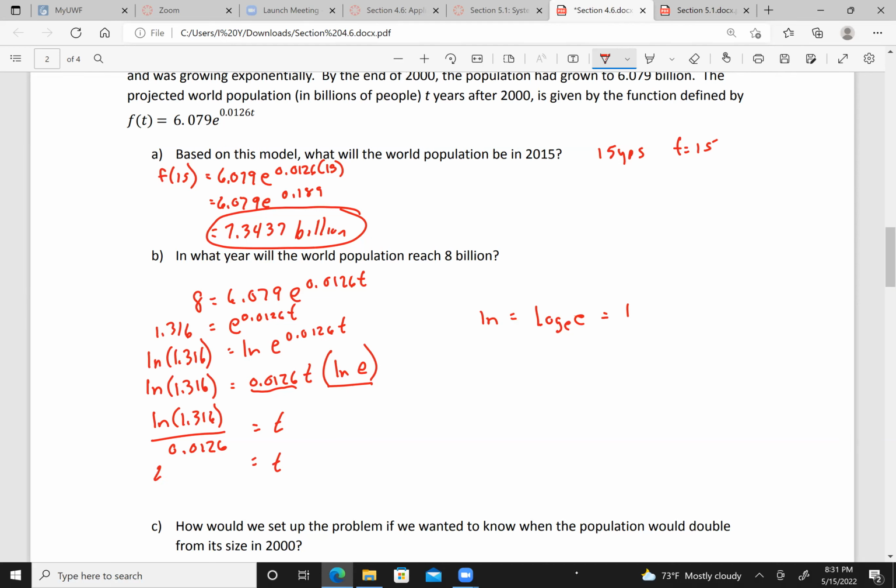equals 21.79, which would mean during the year 2021.